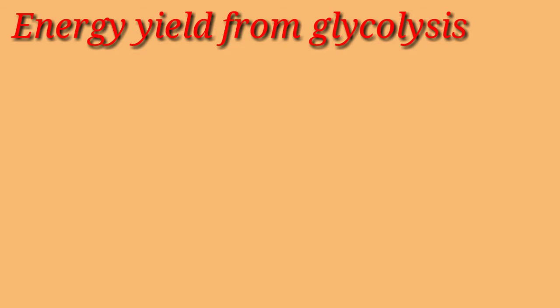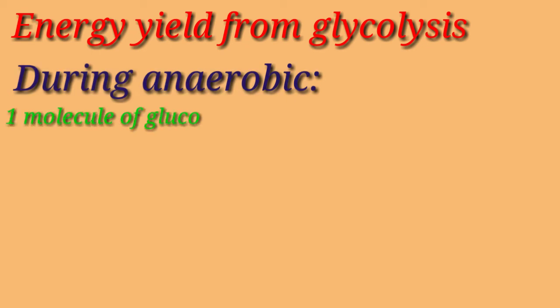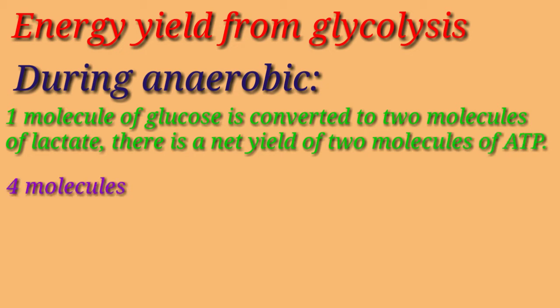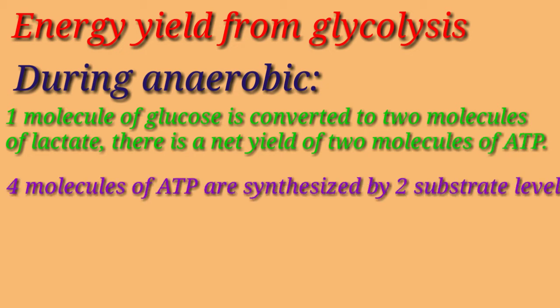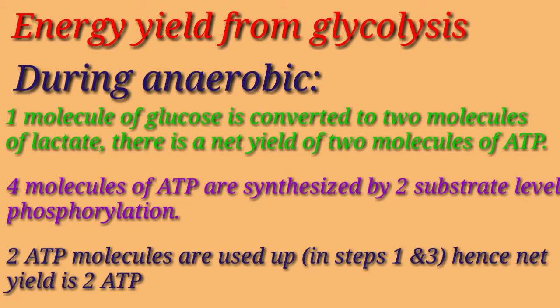Now the energy yield from glycolysis during anaerobic respiration is as follows. Here, 1 molecule of glucose is converted to 2 molecules of lactate. There is a net yield of 2 molecules of ATP. Then 4 molecules of ATP are synthesized by 2 substrate level phosphorylations. Net yield is 2 ATP.